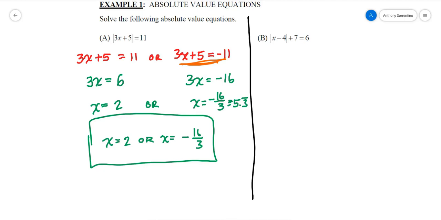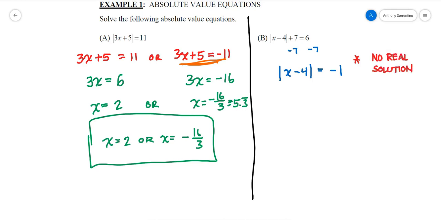Here, it's not the first step. The first step is I had to get rid of that plus 7 in order to get to the point where I just have the absolute value of an expression equaling a number. In this case, it's -1. Now, here is the first instance where, if you're paying attention, you could say, hey, there's no real solution.